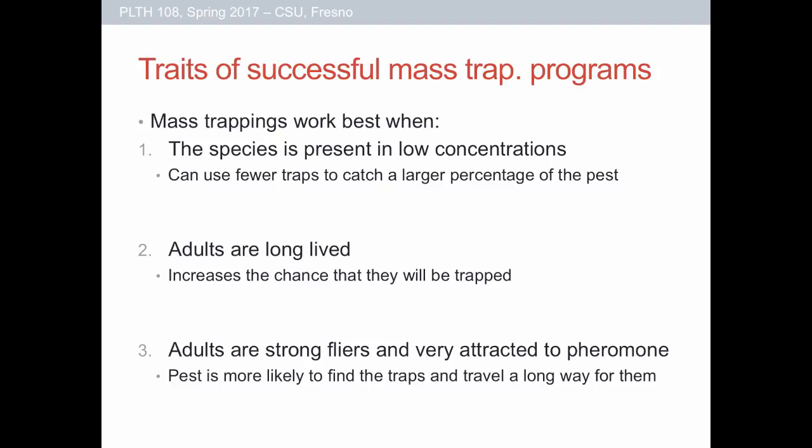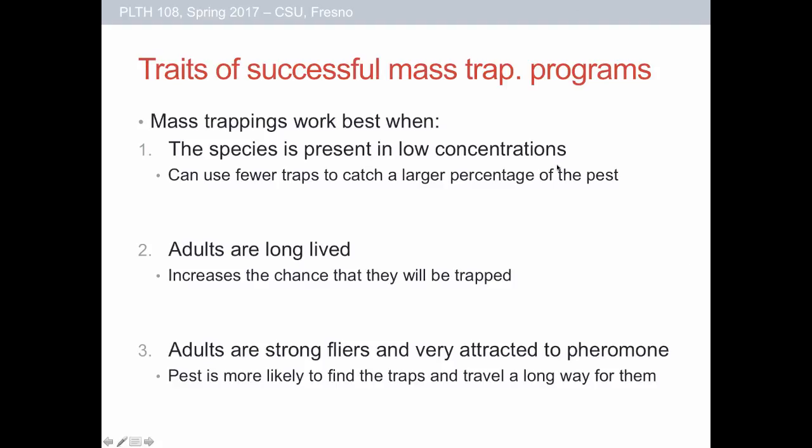Generally, for these mass trapping programs to work, you need a couple of things to align. On one hand, you need species that are present in relatively low concentrations. If you're trying to use something like this to control aphids, where you have potentially thousands of them on every single plant, you're never going to set out enough traps to catch them in a cost-effective way. You would just need a ridiculous number of traps.